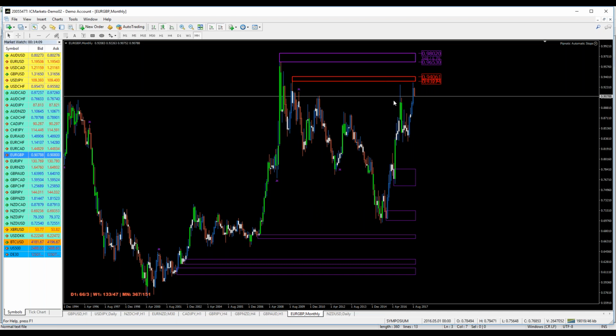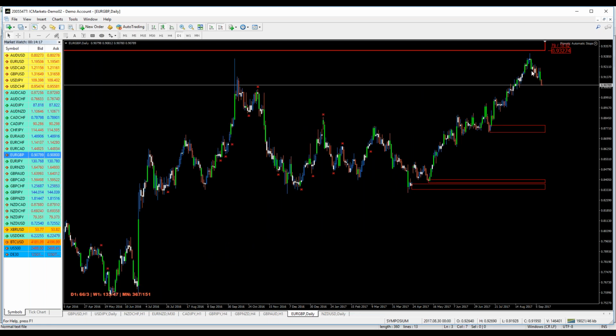96.50 is where we can start selling once price returns to this, and we're getting pretty close to it. So we can certainly expect this to happen in the relative near future. And so, can you see how relatively simple this is?